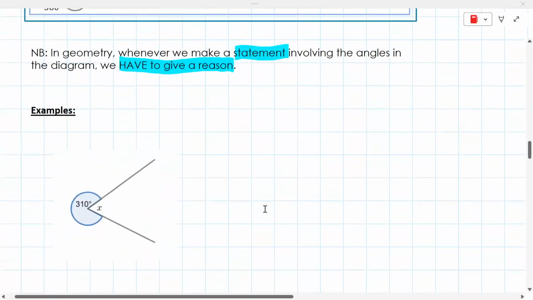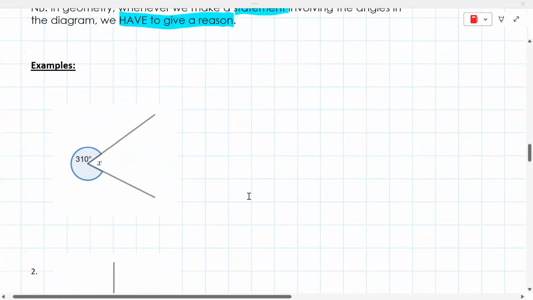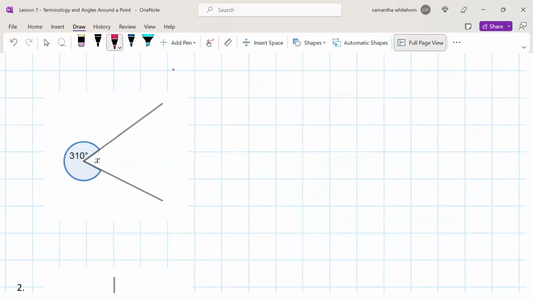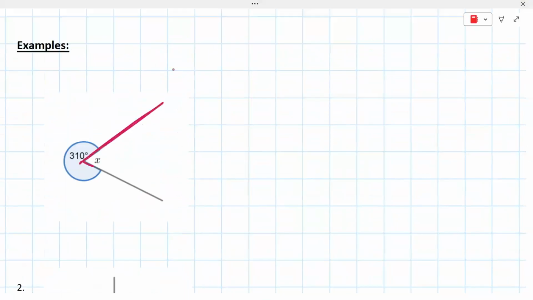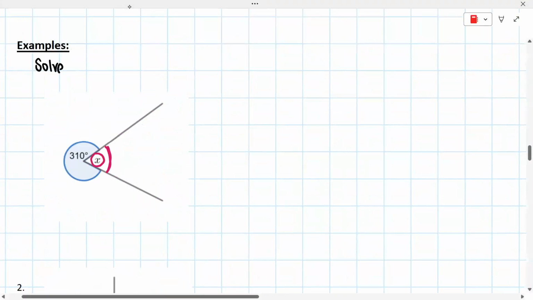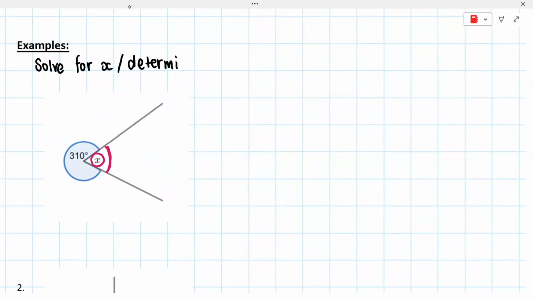Okay, so guys, let's have a look at our first question here. Now, again, this is what I was talking about in terms of angles being labeled. I don't need labels on these arms because the angle that I want to determine the size of is already labeled X. So our instructions here would be something along the lines of solve for X or determine the value of X.